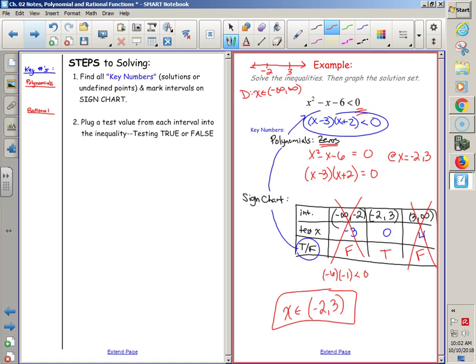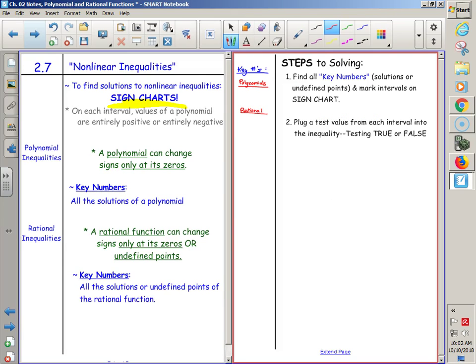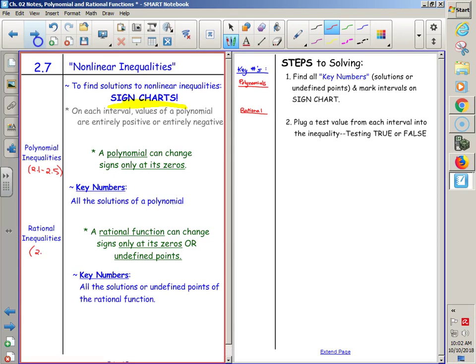So back here, key numbers. We have to talk about what the key numbers are for polynomials versus rationals. Remember the whole chapter, polynomials and rational functions. This was sections 2.1, that was quadratics, all the way to 2.5. Most of the sections in the chapter were polynomials. Then section 2.6 was rational, and 2.7 is kind of putting them all together with inequalities now, not just equals.